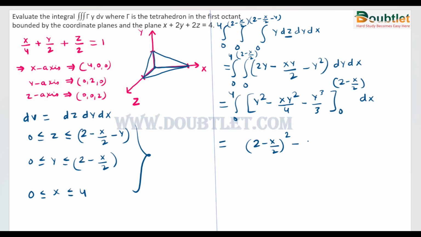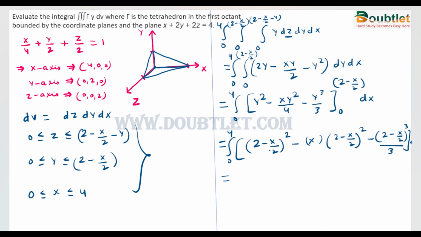So we will just put only the upper limits, x multiplied by 2 minus x divided by 2 whole square, minus 2 minus x divided by 2 whole cube divided by 3, and we need to integrate this with respect to x from 0 to 4.